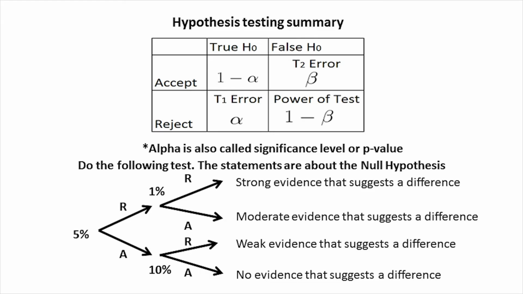We call a type 1 error, significance level or p-value, all mean the same thing, when we reject a true null hypothesis. And we call a type 2 error when we accept a false null hypothesis. The diagram below shows a more thorough examination. It is recommended to do this twice. The percentages refer to a significance level.